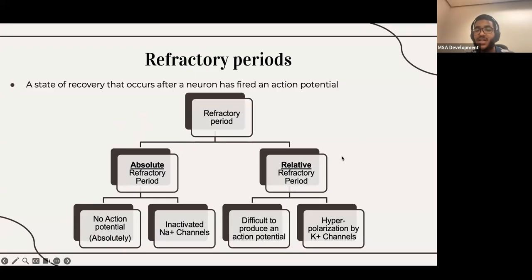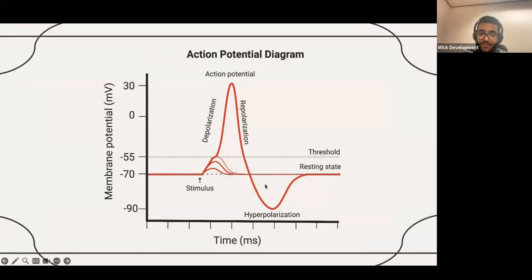Now we have another type, which is the relative refractory period. It's not impossible to reach an action potential, but it's very difficult. You need a very strong stimulus. And why is that? Because the relative refractory period is going to be in the hyperpolarization period. Once we reach the resting state, theoretically speaking, the sodium channels, the inactivation gates, they go back down, and the activation gates close. But it's possible to get an action potential, theoretically speaking.